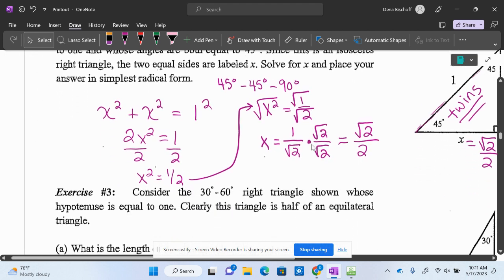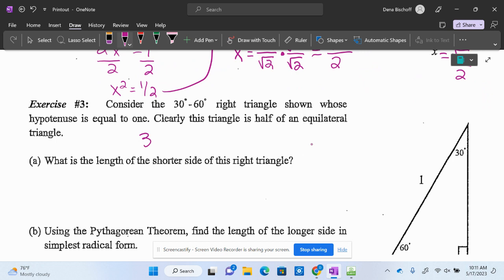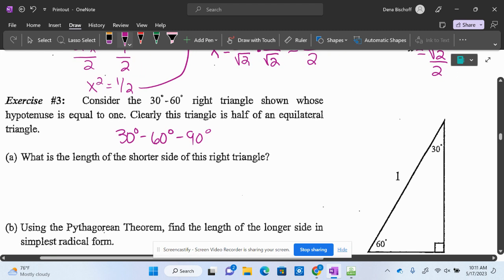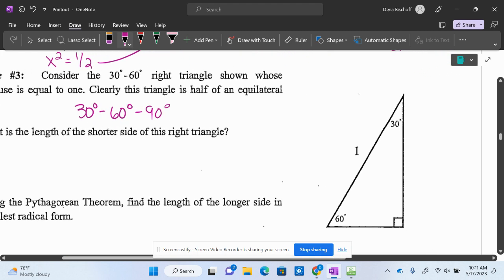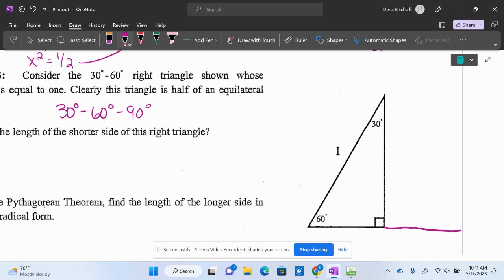All right, now let's look at another special right triangle, the 30, 60, 90 right triangle. So we have this triangle shown to the right, and it says clearly this is half of an equilateral triangle. Well, it wasn't that clear to me until I drew it. I needed to kind of sketch it out. That's how my brain works. I've got that visual brain, right? So when I sketched this out, I was like, oh my goodness, 30 and 60. Let's see, things I know about an equilateral triangle.